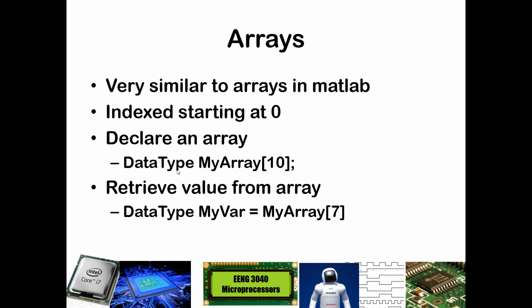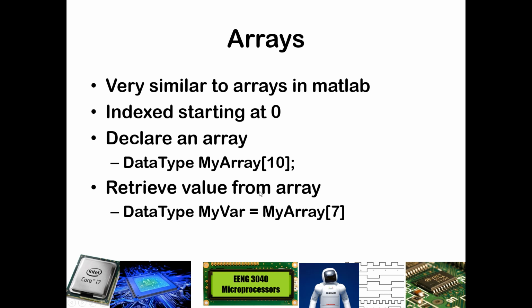And so you give it a data type, give it a name, and then you tell it how many entries you want in there. So this will create an array named myArray holding a data type, could be integers, could be chars, and there's going to be 10 of them. And they're going to be indexed starting at 0 going up through 9. So there's index 0, 1, 2, 3, 4, 5, 6, 7, 8, 9.